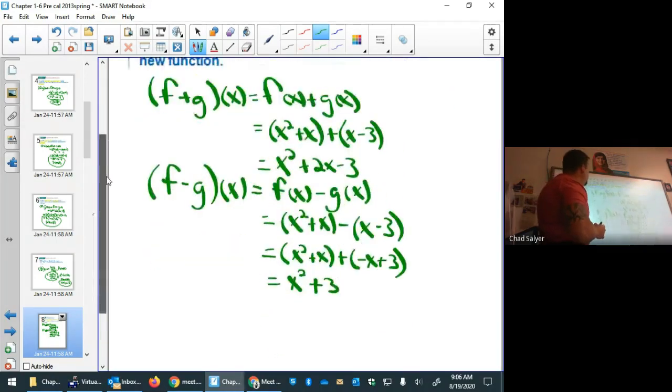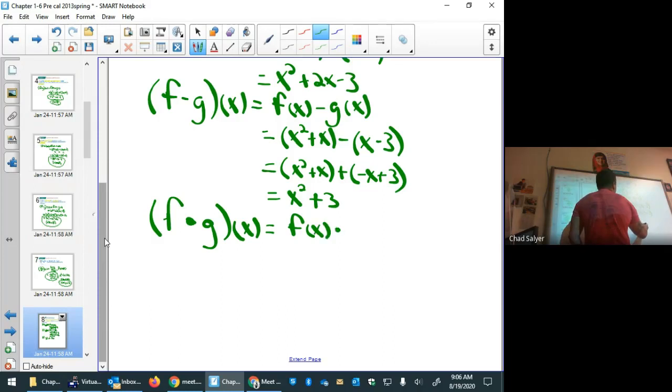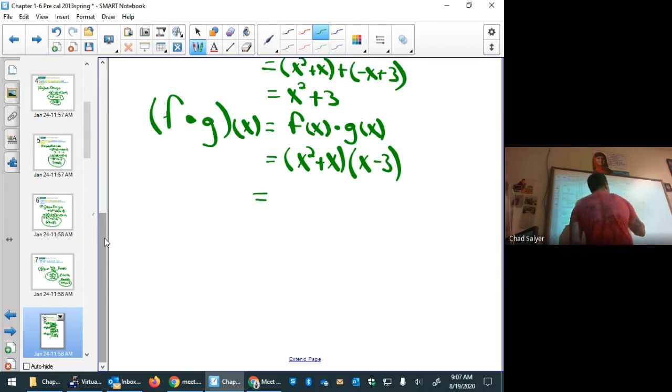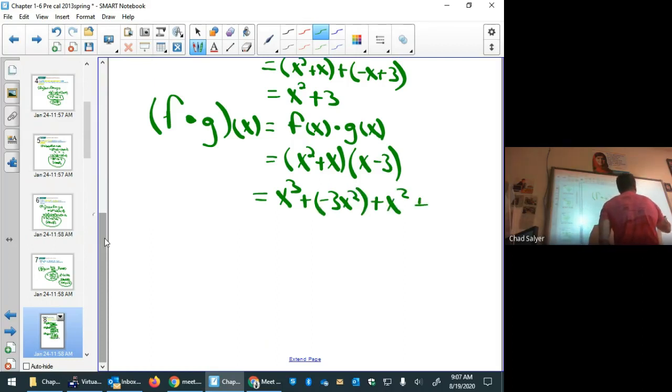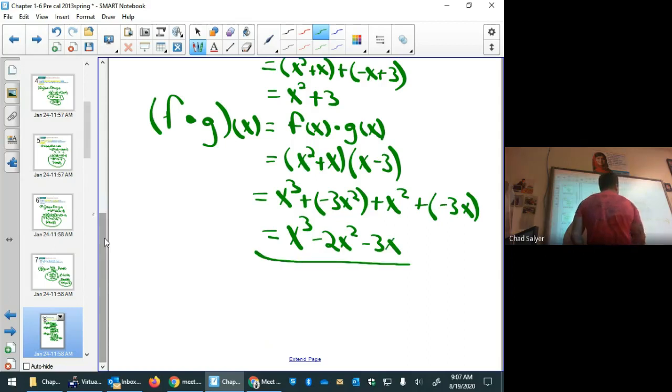Now the multiplication. So f times g of x equals f of x times g of x. And so that's x squared plus x times x minus 3. FOIL again is a good strategy. First times first, x cubed, plus outer times outer, minus 3x squared, plus inner times inner, x squared, plus last times last, minus 3x. Combining like terms, x cubed minus 2x squared minus 3x.